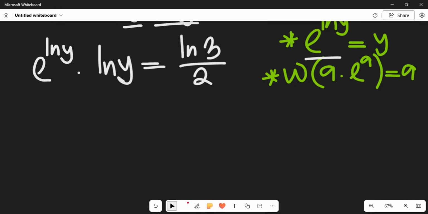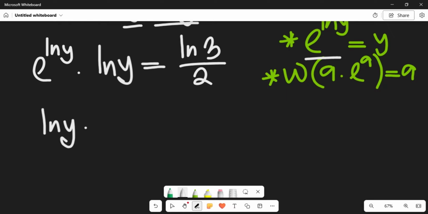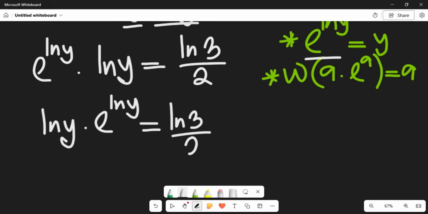Good. Now at this point, what do we do? We have to apply the Lambert W function, because considering the Lambert W function, you see that the inverse of this will give us ln y multiplying the exponent value of ln y, and this will be equal to ln 3 divided by 2. Now this whole expression is similar to this whole expression.